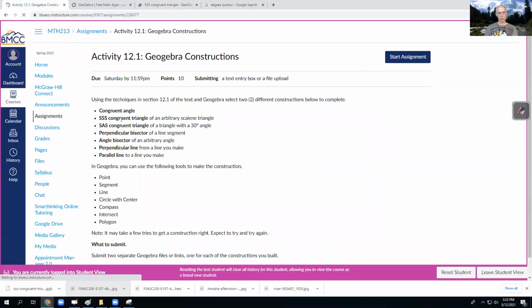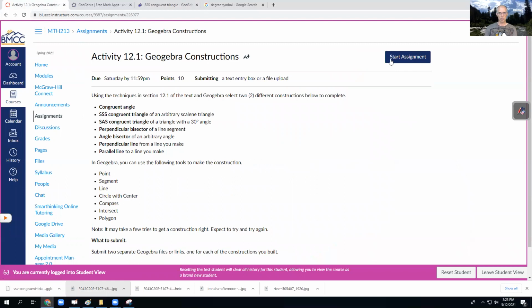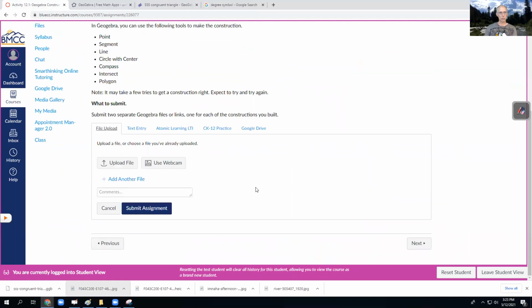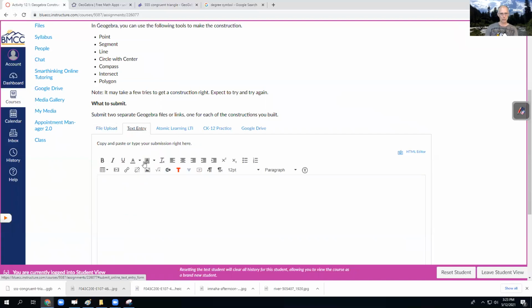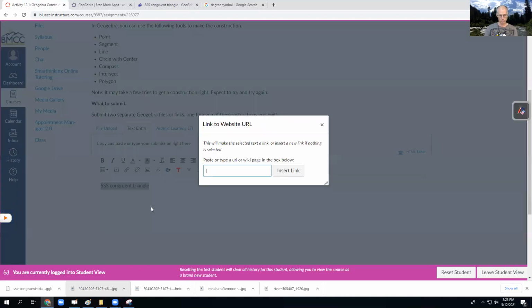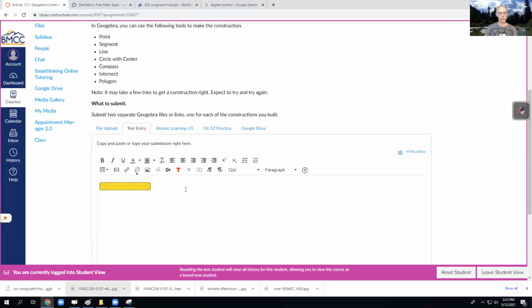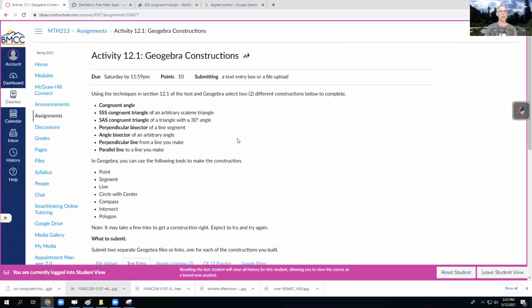You need to perform at least two of these constructions. You pick which two. And then at this point, I could either upload that file, and I can upload multiple files, but I can't do a file upload and a text entry at the same time. So if I'm going to share that link, I would do a text entry. Paste a link in there, and there's one of them, and I can come back to this later to do another.